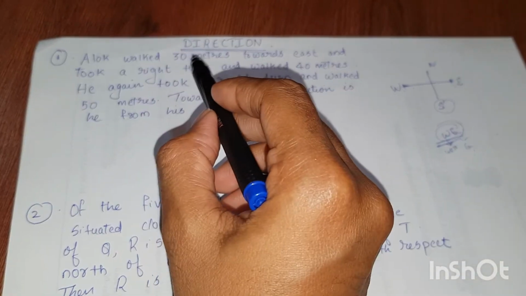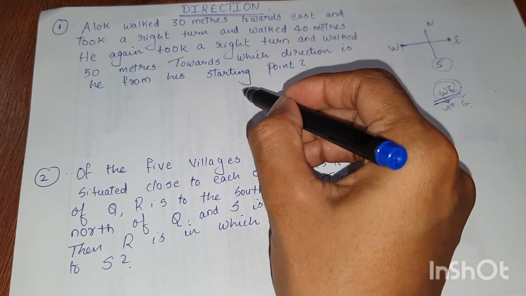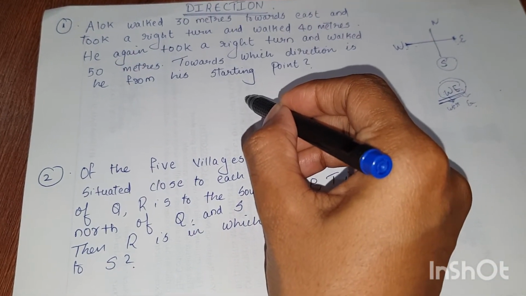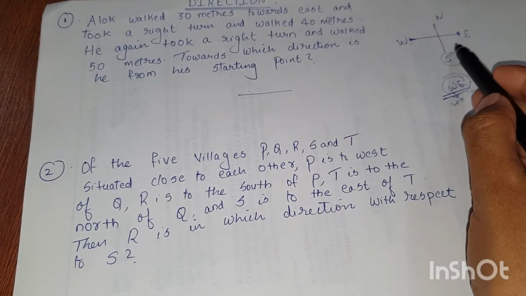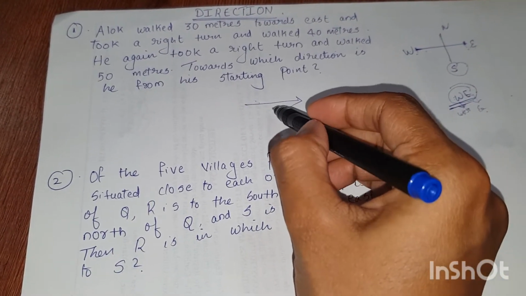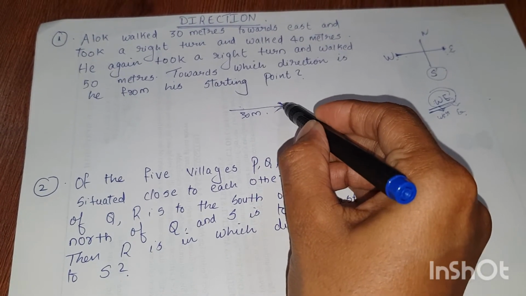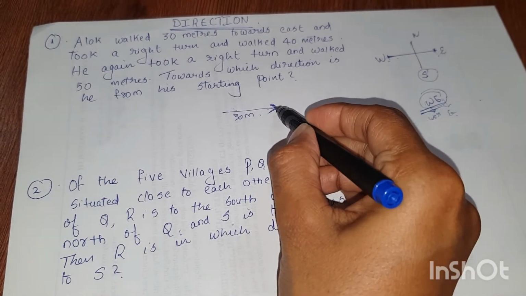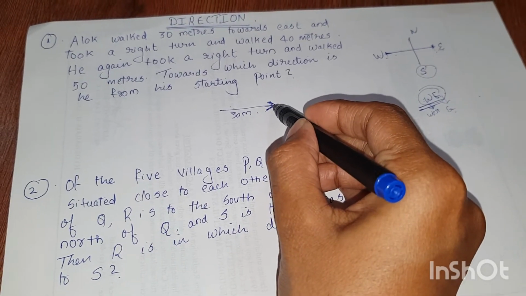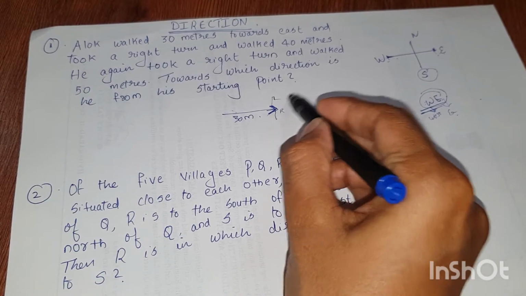Alok walked 30 meters towards east. Alok is a person, and he walked towards east. East means this direction, right? So towards east he walked 30 meters, and now he is in this position. Imagine that you are standing here facing in this direction, then your right will be here and your left will be here.